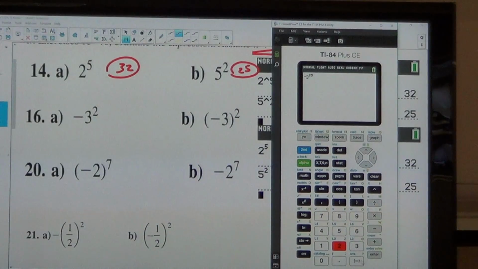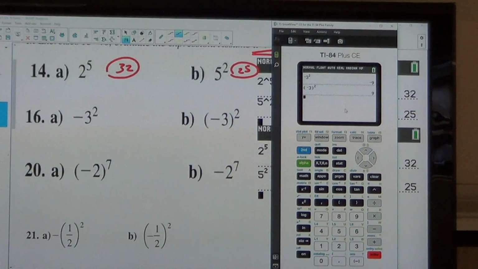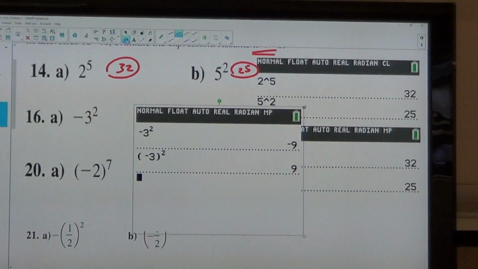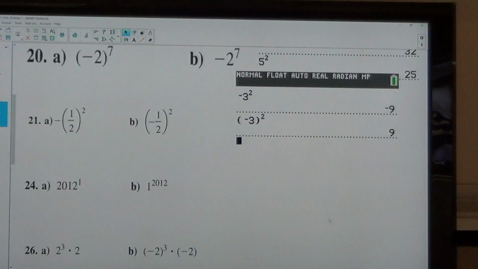So I did -3 to the second power. And then for the next one, I'm going to do parentheses, -3, parentheses, to the second power. If you do not type it exactly like it's written, you are probably going to get the wrong answer.